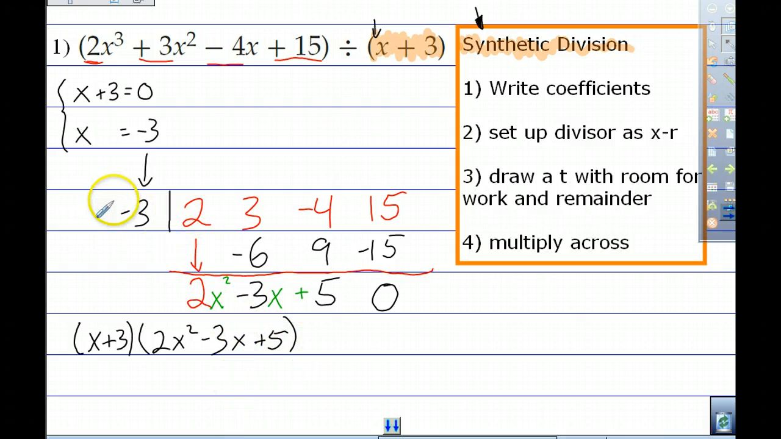So long division gets the same answer, but look how much less work there is. That's why this is a nice method. In the future, you're going to be checking on one equation. You're going to have a list of numbers, like this one was -3.